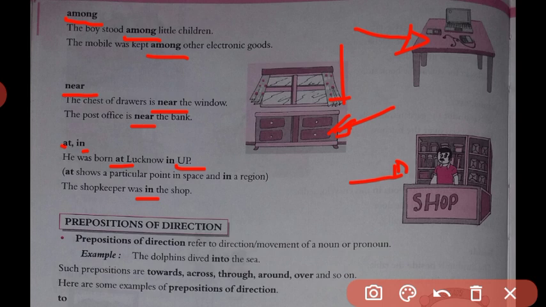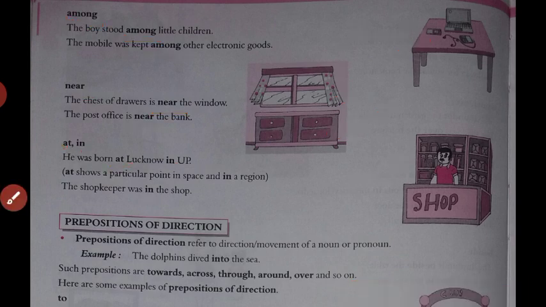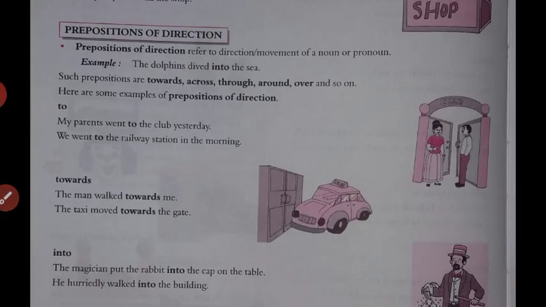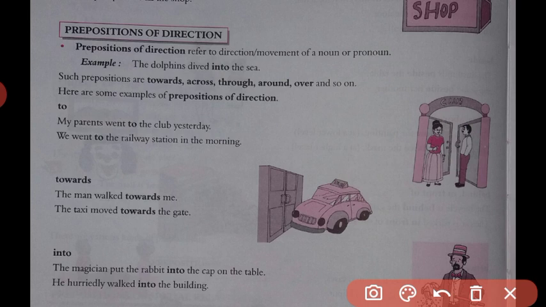Now next we are to learn the prepositions of direction. See here, prepositions of direction. Prepositions of direction refer to the direction or movement of a noun or pronoun. It means these particular prepositions are used especially whenever we refer to direction or the movement of a noun or pronoun in that direction. In that case, we can use a preposition of direction.